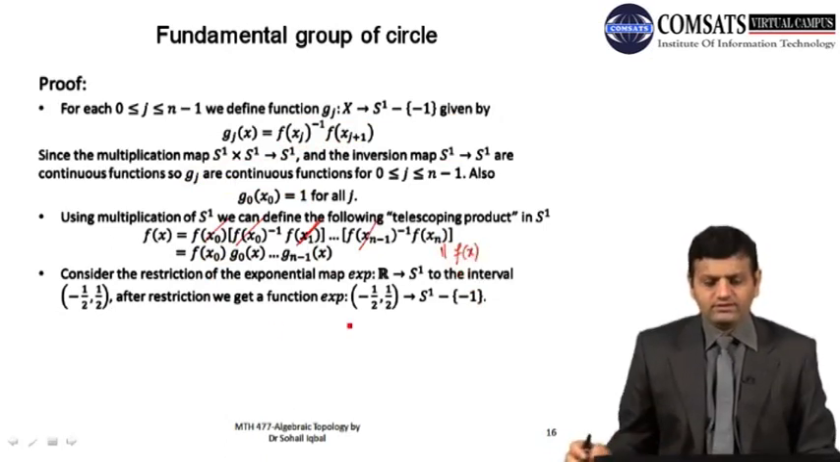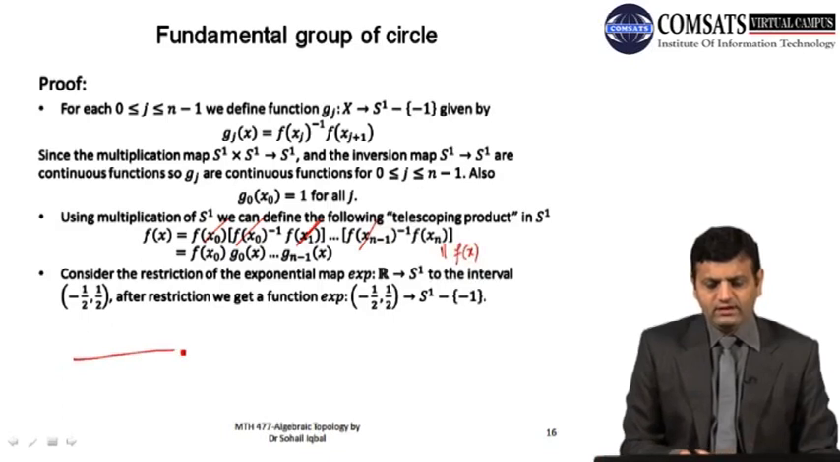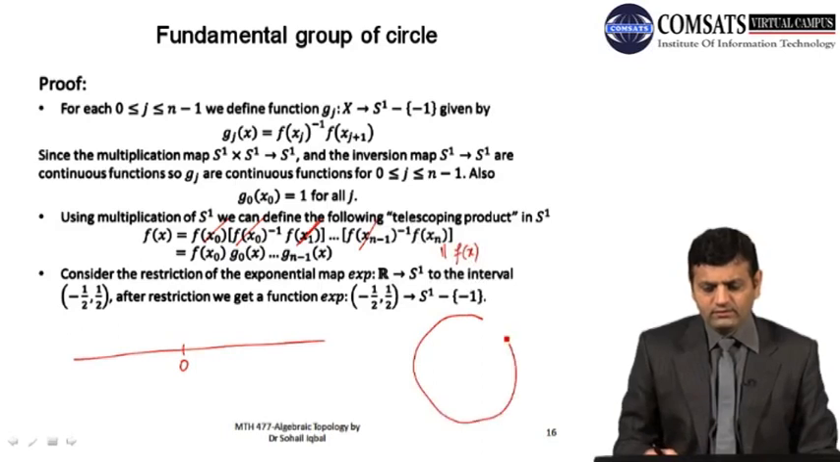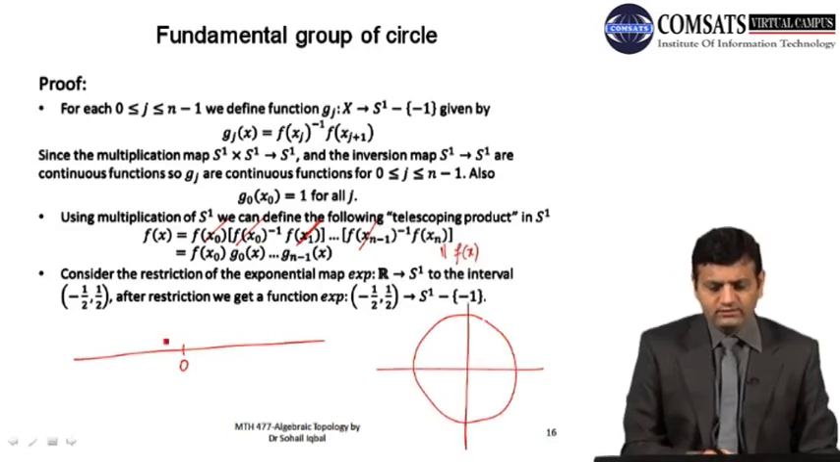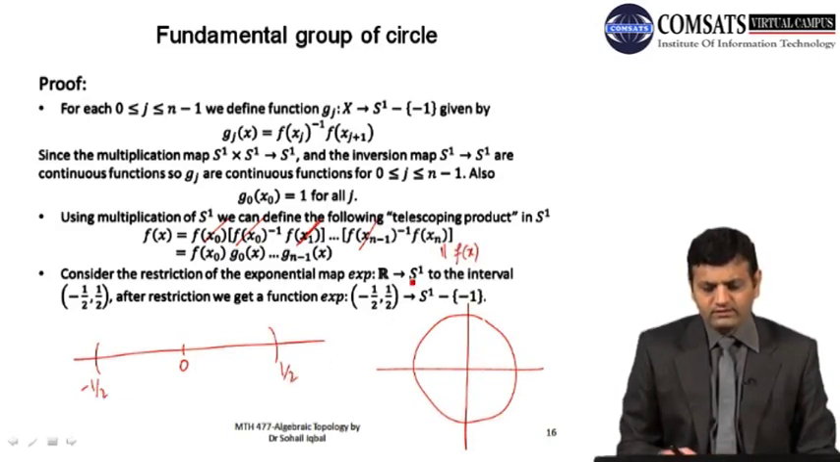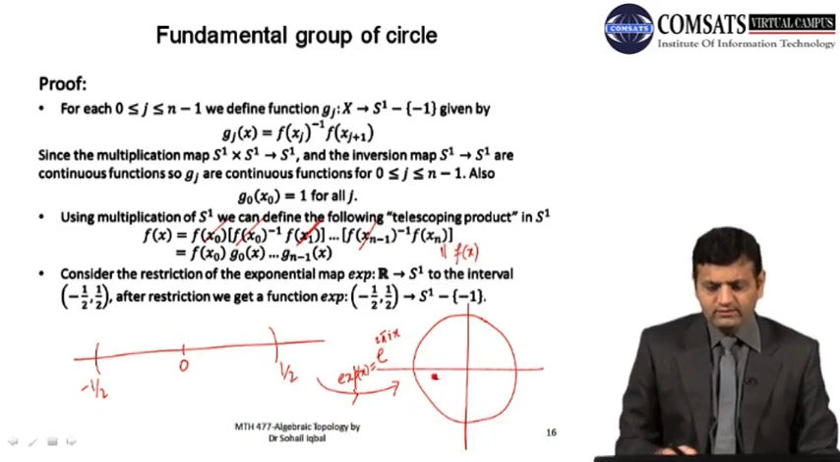Now consider the restriction of the exponential map from R to S1 to the interval -1/2 to 1/2. So we have a real line, and on this real line we restrict to -1/2 to 1/2. Of course, if we take this exponential map from the real line to S1, then this map is defined as e raised to power 2 pi iota x, and the output is going to be from the points of the circle, and the input is the set of real numbers.